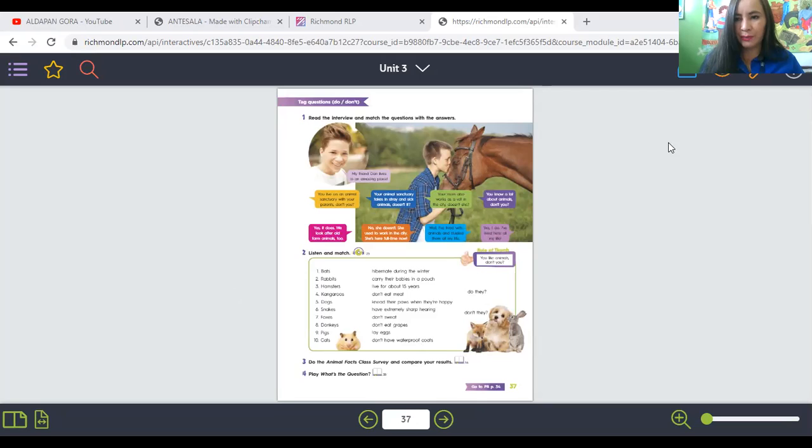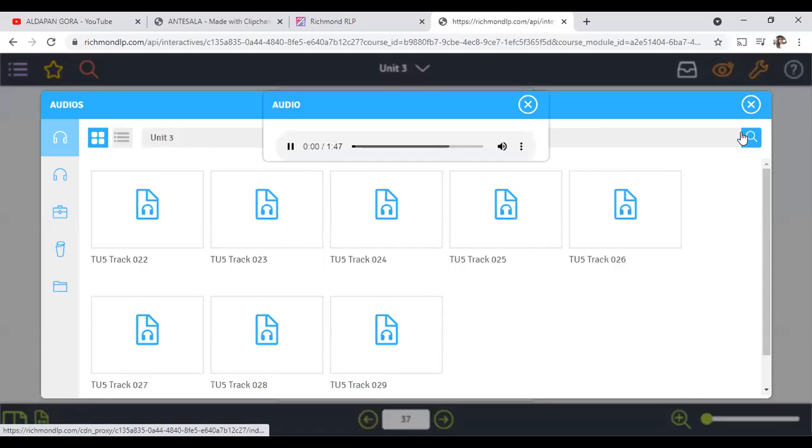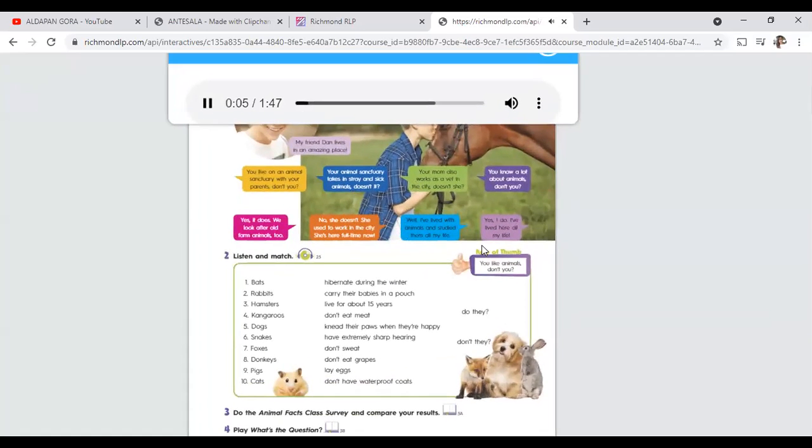Pay attention to the audio. I'm gonna play it in this moment. Track 23. Listen and match.